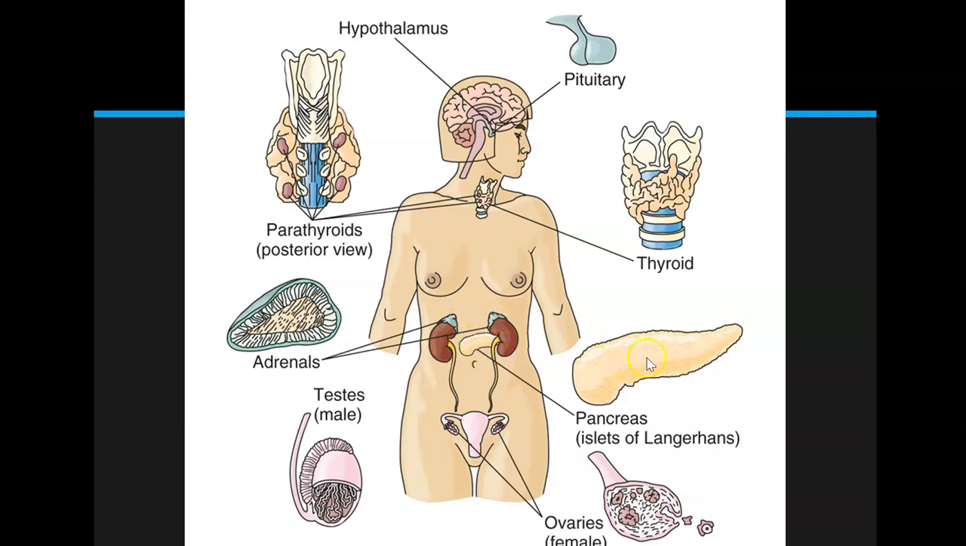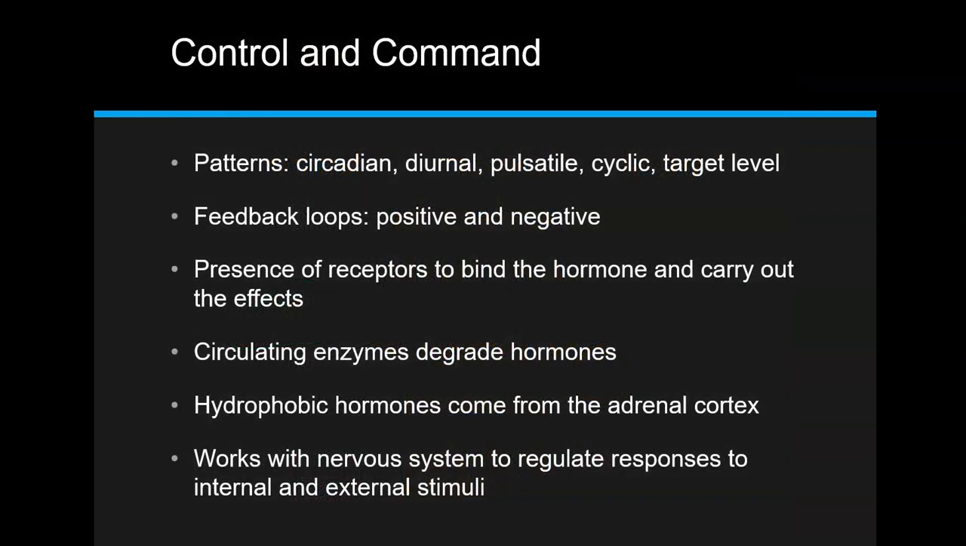And then we have the pancreas that we've studied already, but we're going to go over a little bit of the endocrine portion of that. And then we have the testes and ovaries, testes in the male, obviously, and ovaries in the female, for their reproductive system. Alright, so control and command of the endocrine system.